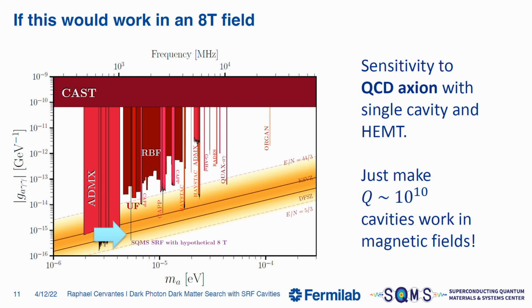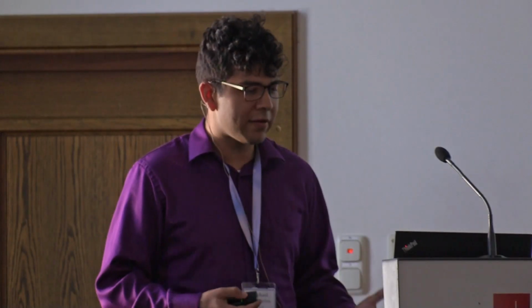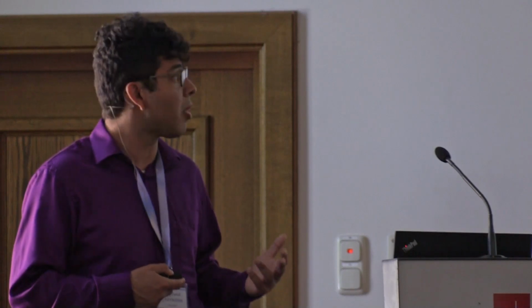So a direction for searching the QCD axion seems pretty simple. We just have to make these cavities work in multi-Tesla magnetic fields. But superconductors don't like magnetic fields. Believe it or not, we are making a lot of progress on this front. Here is the progress we're making at Fermilab. We're developing this niobium-tin cavity.